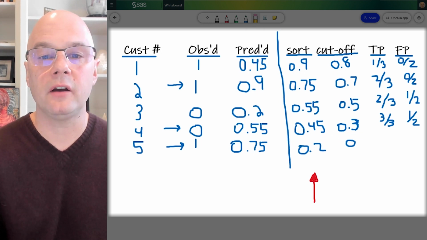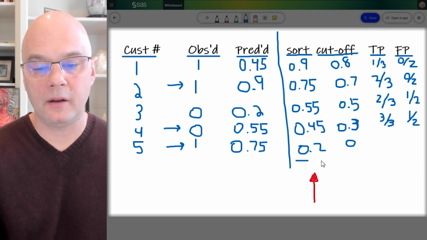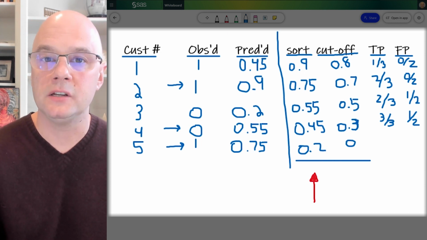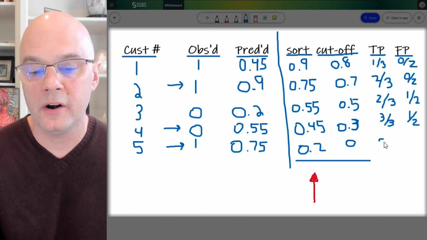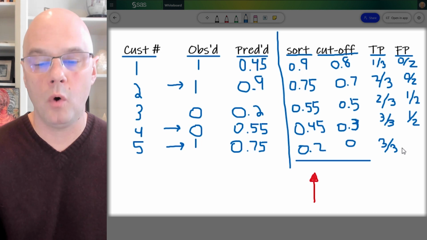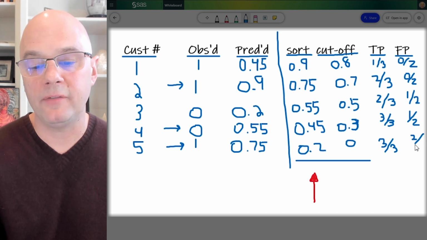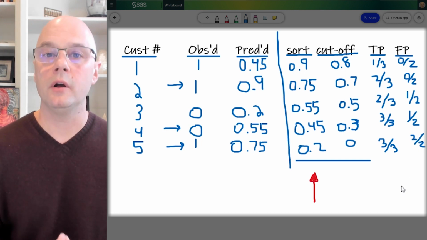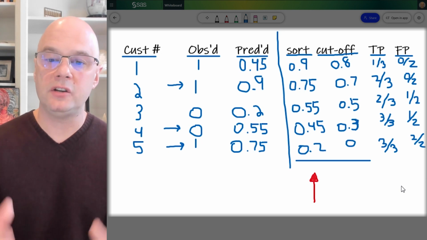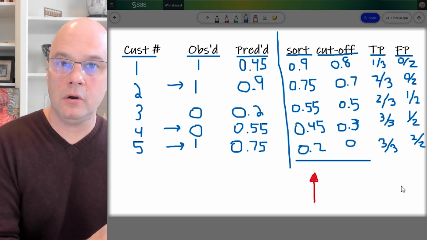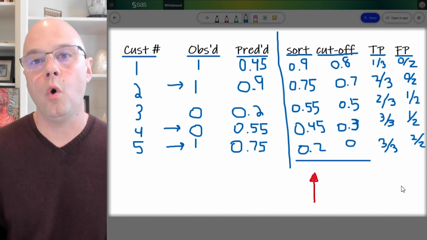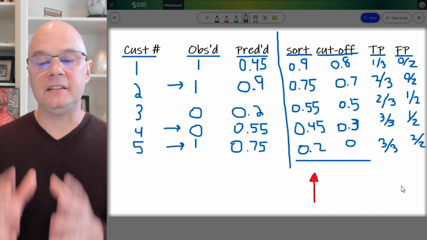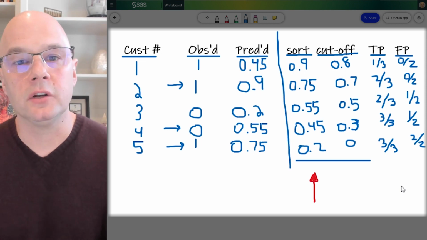And we're going to do this calculation all the way down at the bottom so that all the data is included. And by the time I have the lowest potential cutoff I can consider, I've captured everyone. I've captured all of my known 1s at that case, and I've captured all of my known zeros. So the ROC calculations are going to start with 0, 0 for true positive and false positive, and they'll always end at 1 and 1. All right, let's take these values and let's go ahead and construct our chart.